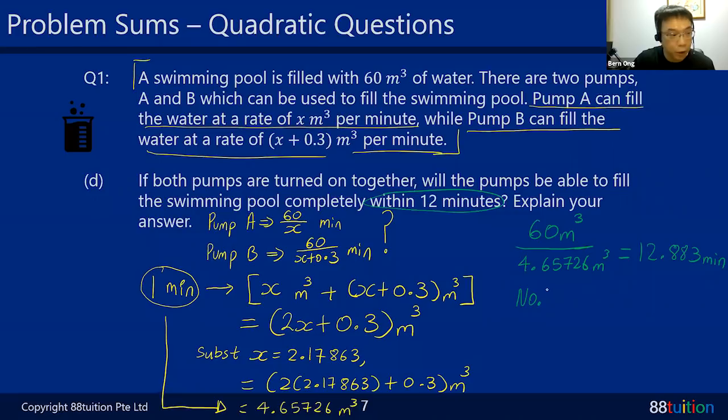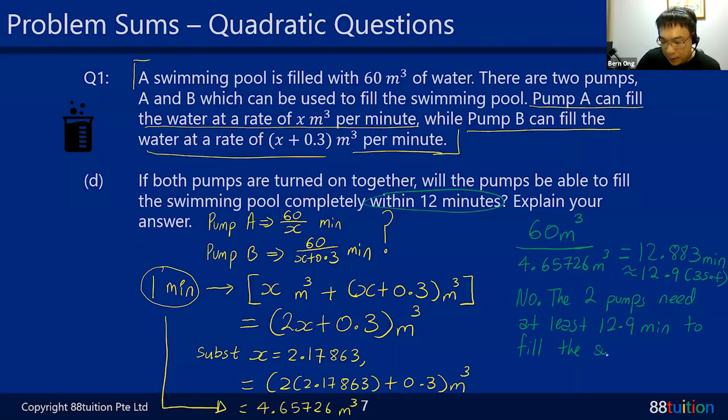Then you can say that the 2 pumps together need at least what? At least 12.9 minutes. You round up a little bit. 12.9 minutes, you can round off to 3 significant figures. The 2 pumps need at least 12.9 minutes to fill the swimming pool completely.